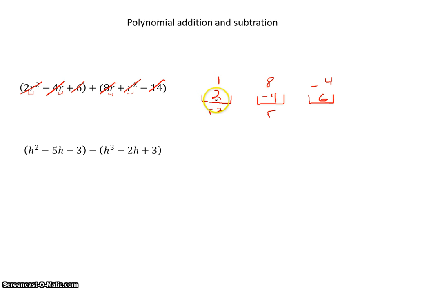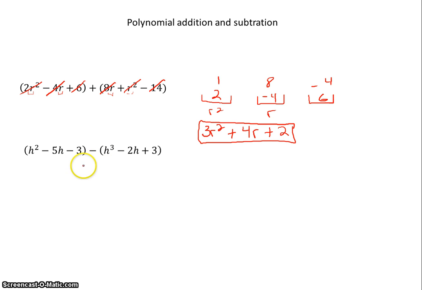add all this up. So I have 3r squared, which you can see over here. 2r squared plus r squared is 3r squared. 8 minus 4 is 4. It's a positive 4, so we need a positive sign, plus 4r. -4 plus 6 is still a positive 2, and that's the answer. And that's how you combine those.